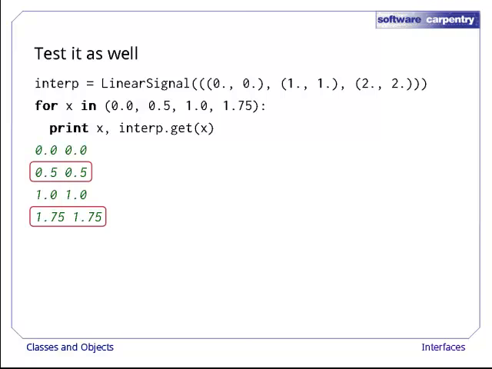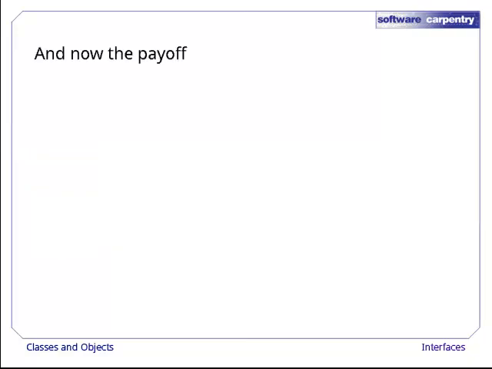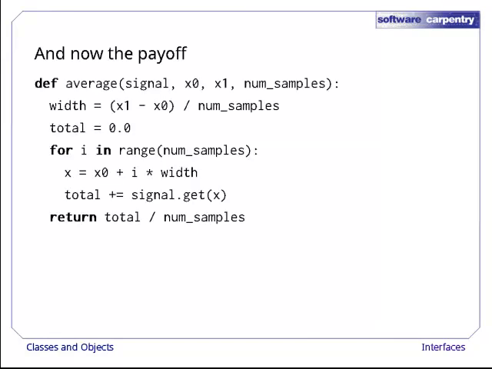These two values have changed. Instead of carrying forward the values from 0 and 1, we're doing weighted averaging just as we're supposed to. And yes, when we test error handling, it still works too. And now for the payoff, the whole reason we implemented sampling using classes. This function, average, calculates the average value of a signal between 2 points. It works in the obvious way.